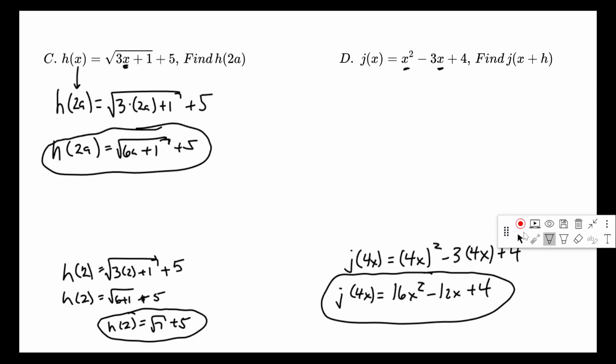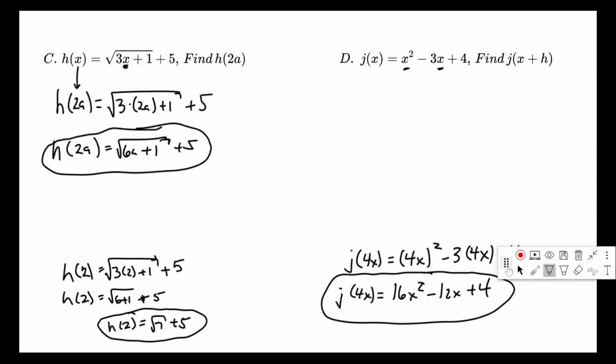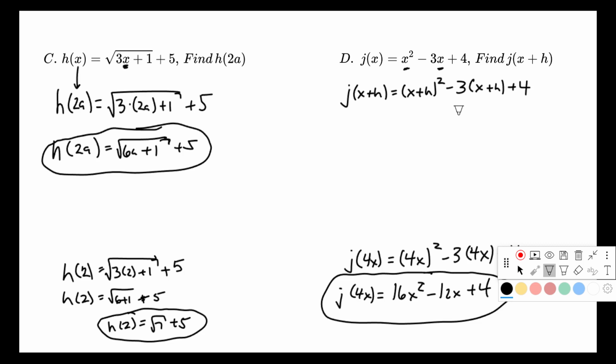All right. Now let's come up here, because this one up here is even a little more complicated still. I want to find j of x plus h. It's the same idea. Wherever I see an x in j, I'm going to put an x plus h in its place in parentheses. Here's an x. So in place of that x, I am putting x plus h and squaring it. Minus 3. In place of x, I am putting x plus h plus 4. And now I'm going to do the math.